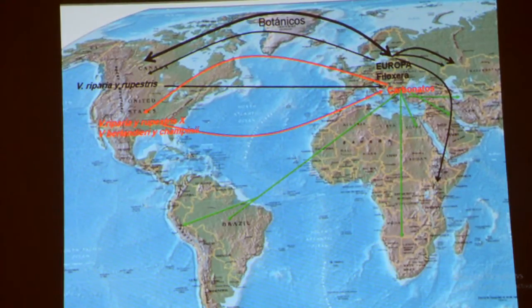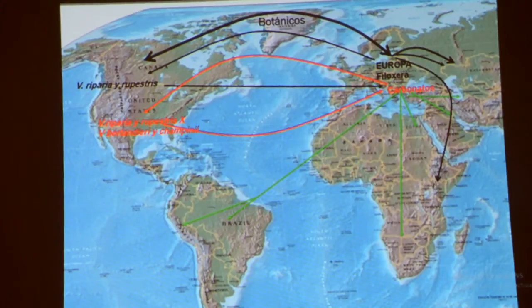So it was easier for us to work with own root plants than work with the whole process of grafted plants.